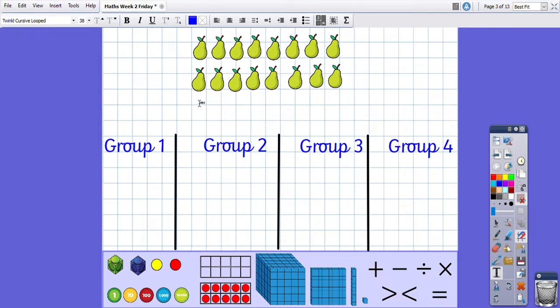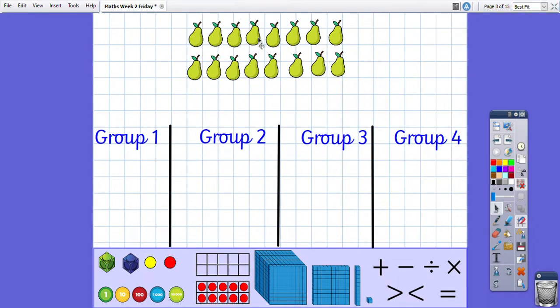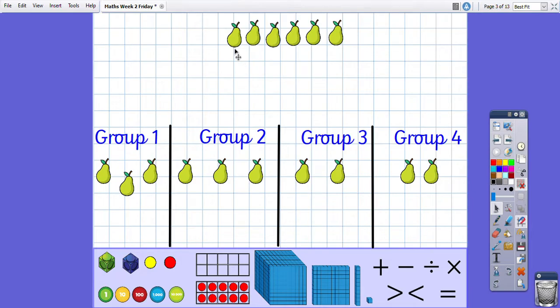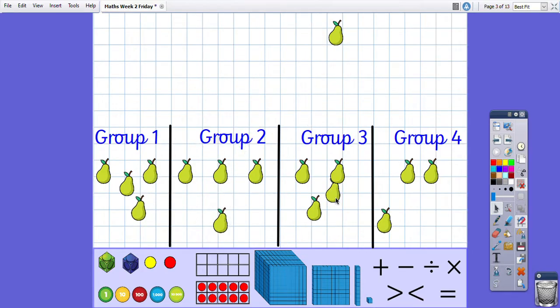Okay, so I have got these pairs. I've got 16 pairs here, and I want to share them equally between 4 groups. Now the best way to do that, so it's fair, is do one at a time. So 1, 2, 3, 4, and just share them out equally. Okay, and keep going until you run out. Just like this. And then I'm just going to make sure all the groups have got the same amount.